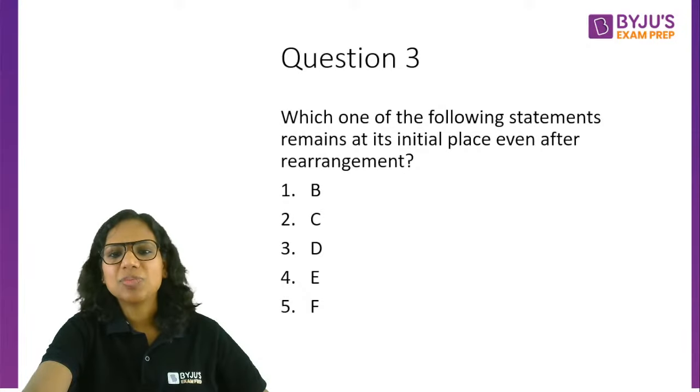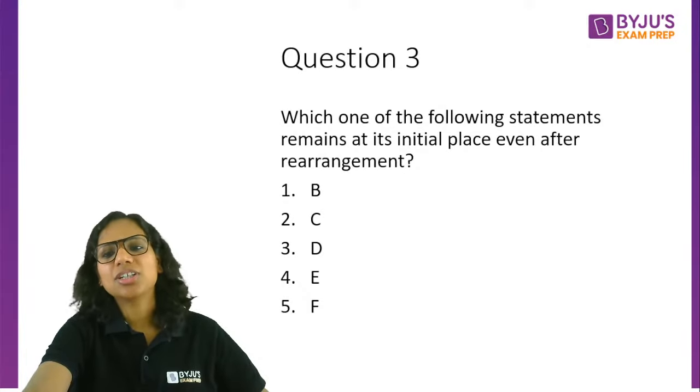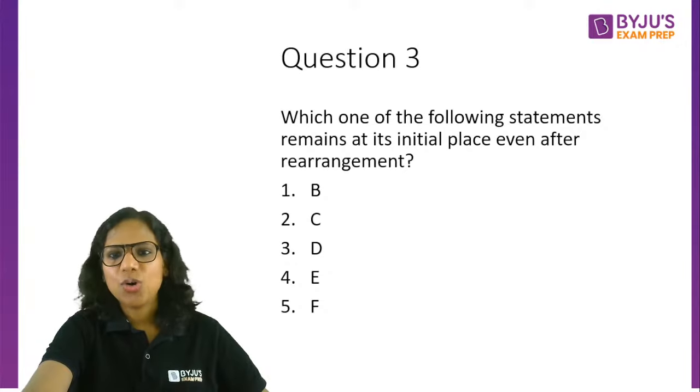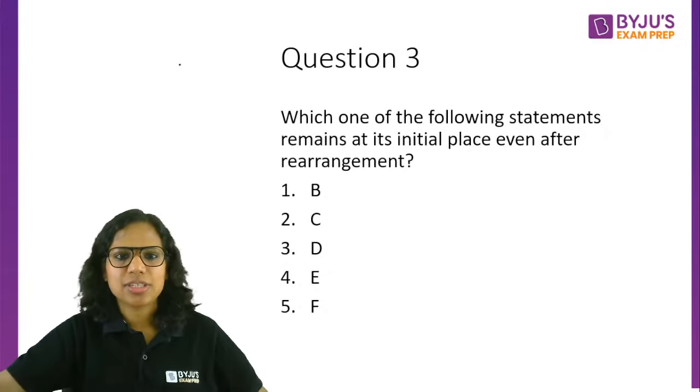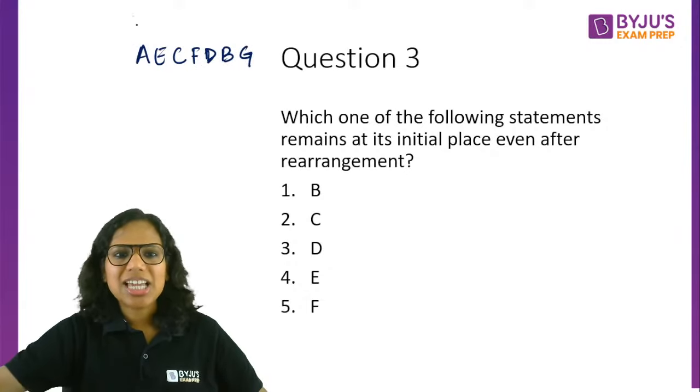Which one of the following statements remains at its initial place even after rearrangement? Okay. So here, now see, look at the options. What was our sequence? A, E, C. Then after C, what did we have? F, D, B and G. Right? So which one is at its original position here? You have to look at these middle ones.